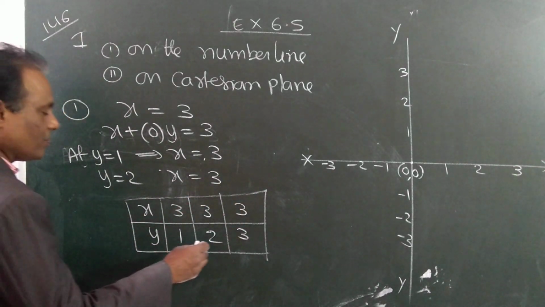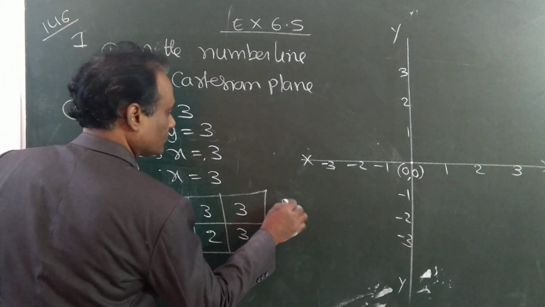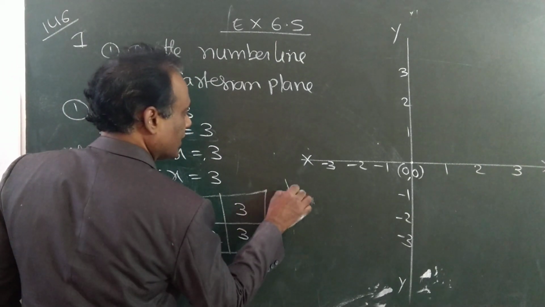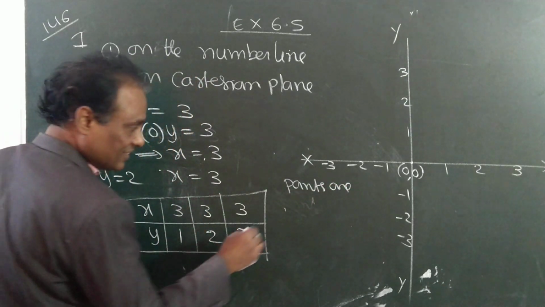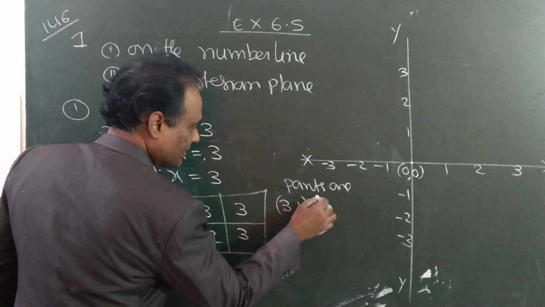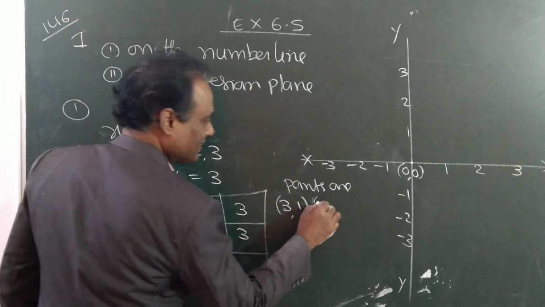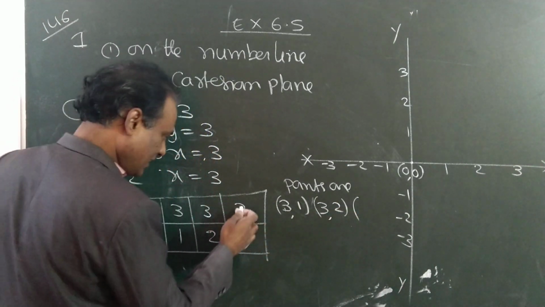So, the points are, see here, points are (3, 1), (3, 2), (3, 3).